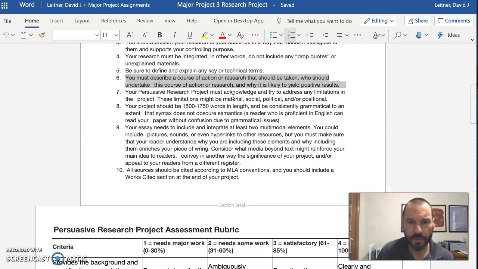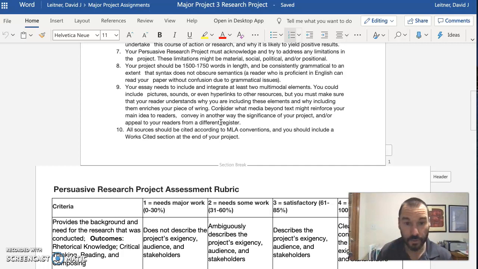8, your project should be 1,500 to 1,750 words in length. Okay, I go by word count in terms of grading, but that is about a 6 to 7 page paper. And be consistently grammatical to an extent that syntax does not obscure semantics. Semantics means meaning. So I should be able to understand what you're saying at any point.